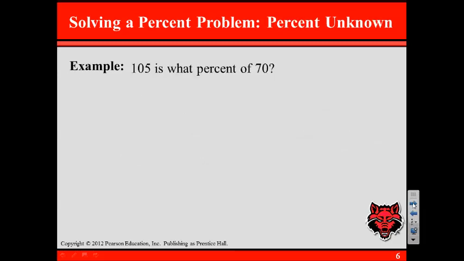Let's try another example. 105 is what percent of 70? Again, this is a direct translation. So 105 is means equals what percent x of times 70. Now, one piece of the problem we haven't dealt with yet is percent. We're going to save that for the end once we have an x value.